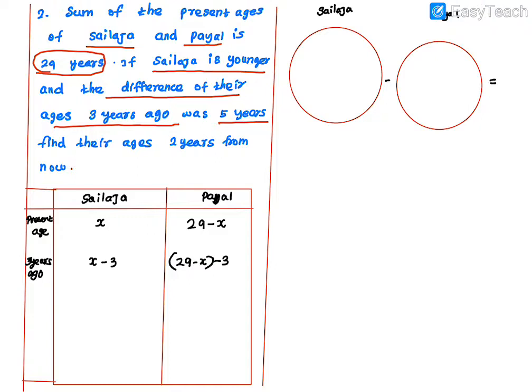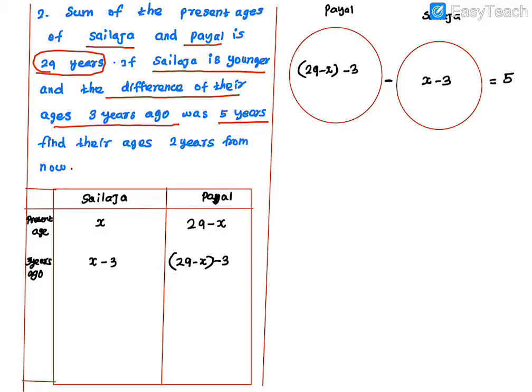So what is the difference of their ages? They already said Shailaja is younger, so we write the younger second and the elder first. That means this is Payal and this is Shailaja. Payal's age will be 29 minus X minus 3, and this is subtraction, minus Shailaja's age, X minus 3. When you subtract Shailaja from Payal, the difference of their ages 3 years ago will be 5 years. That means this is the equation.